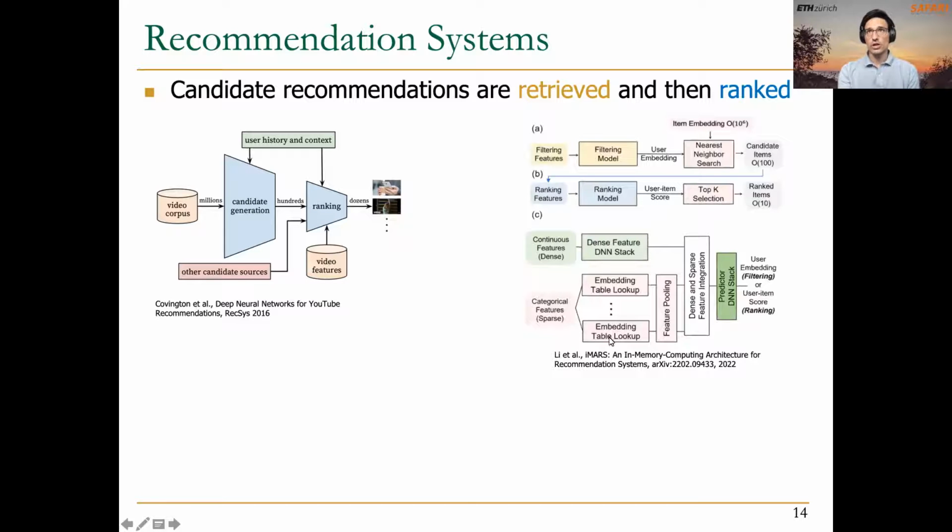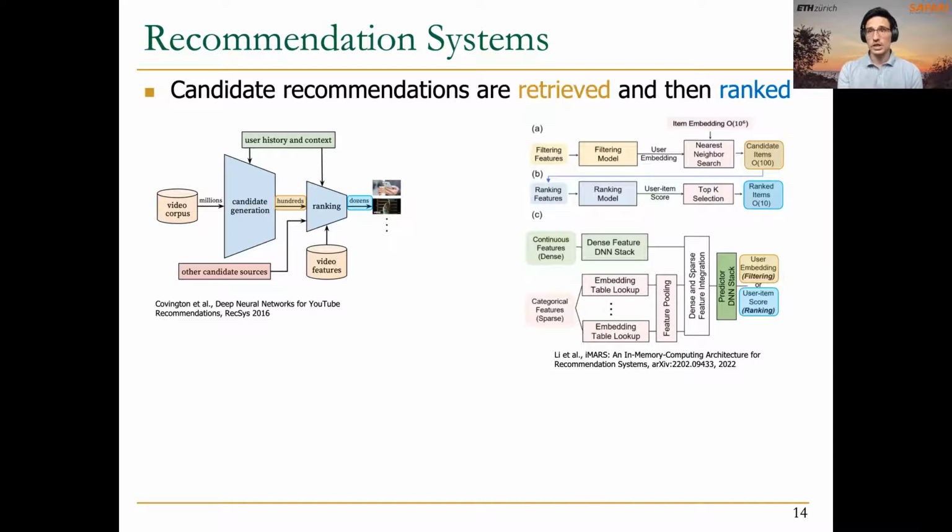Here you can see another view of a similar system. First of all, we have this filtering model to find the candidate items, for example videos in YouTube, that are later ranked, and we reduce the number of ranked items to the order of magnitude of a few tens or dozens. This filtering model and this ranking model may look more or less like this one that you can see in figure C. This is both for filtering and for ranking.